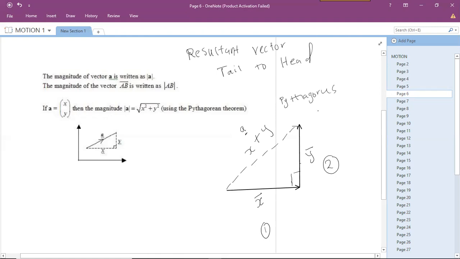Pythagoras theorem. I haven't taught you the Pythagoras theorem yet in math, but let me tell you what it is. The Pythagoras theorem gives the relationship between the interior angle of a right angle triangle in relation to the sides. So it states c squared is equal to a squared plus b squared. So c squared is the hypotenuse, and a squared and b squared are the two adjacent sides.